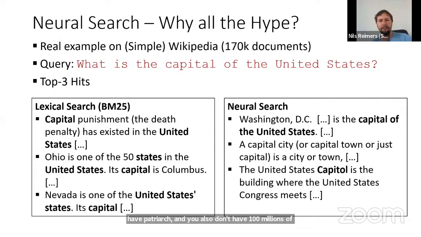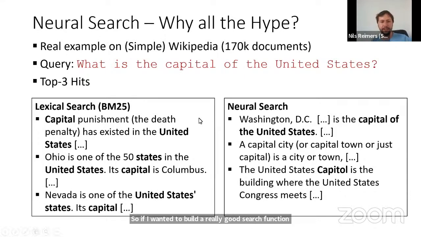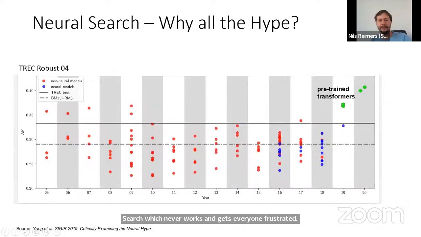So if I wanted to build a really good search function for my email inbox, I don't have PageRank, I don't have 100 million users, so I'm left with this really poor search experience from lexical search, which never works and gets everyone frustrated. And now finally with neural search, we see so much better results.